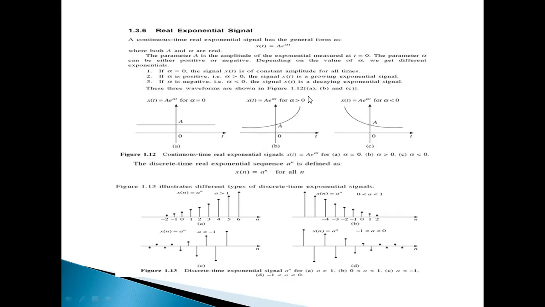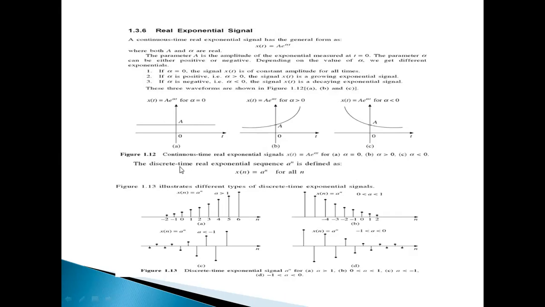So exponentially rising, exponentially decaying. Exponentially decaying for alpha negative. Exponentially rising for alpha positive. Other than the positive and negative, at alpha equal to 0, the amplitude is always constant for all the values of t. Understood, my dear students? The real exponential signal has three cases: alpha is equal to 0, alpha is positive, and alpha is negative. Okay.